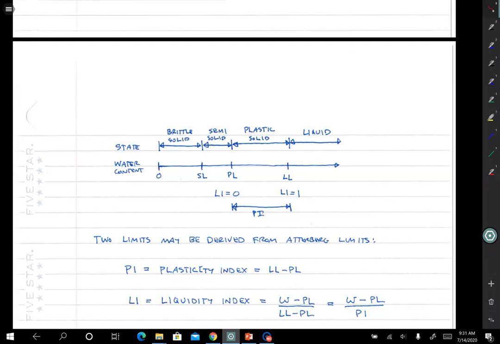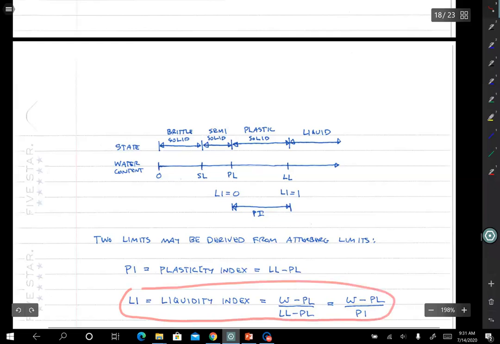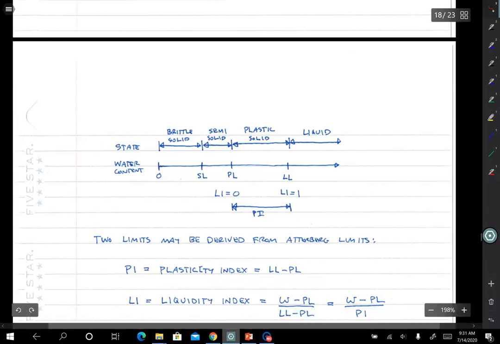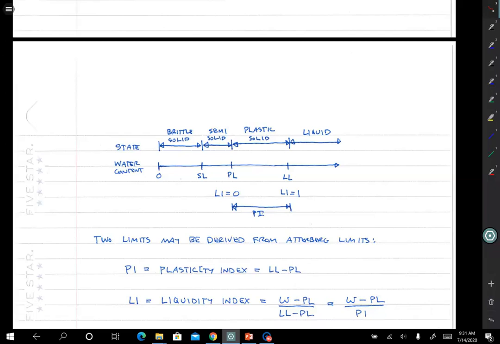And then there's another index that we define called the Liquidity Index, LI. It's equal to 0 if the soil is at the plastic limit, and it's equal to 1 if the soil is at the liquid limit. So that's a convenient index for us to calculate, and it's defined by this equation: the liquidity index is the water content minus the plastic limit, divided by the liquid limit minus the plastic limit. And we only define it if it's between 0 and 1. If it's drier, we usually won't even quantify a liquidity index.